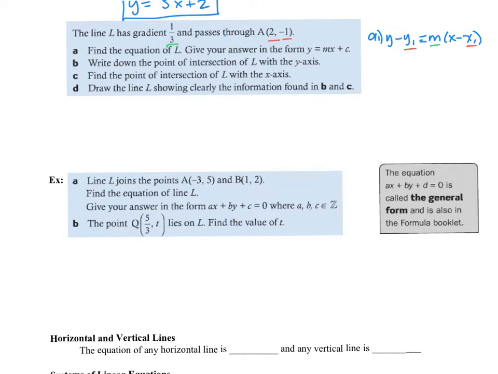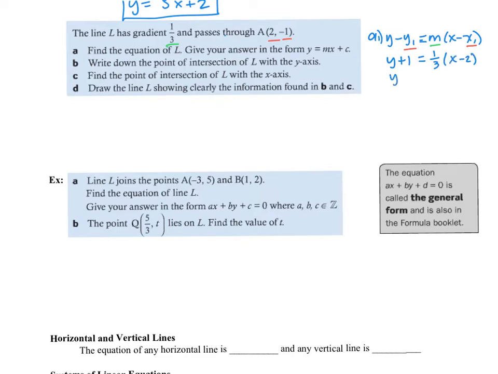So let's rewrite that equation. It would be y minus a -1. I'm just going to write that as +1 because subtracting a -1 is the same thing as adding 1. So that's equal to our slope of 1/3 times x minus the x value of the point, which is 2.